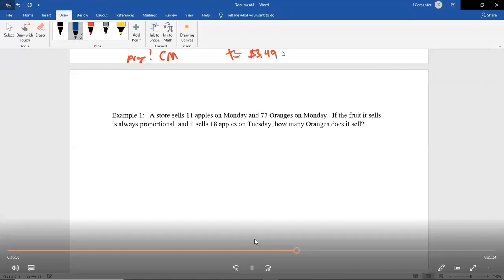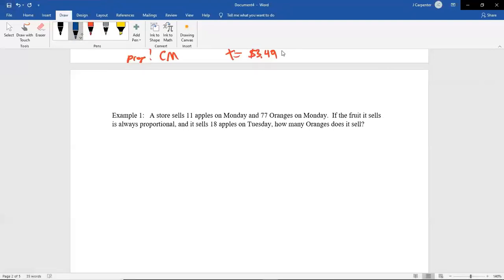Sorry, my students. All right, a store sells 11 apples and 77 oranges on Monday. So we're talking about apples and oranges. If the fruit it sells is always proportional, that tells us that we can use y equals kx. They're always proportional.